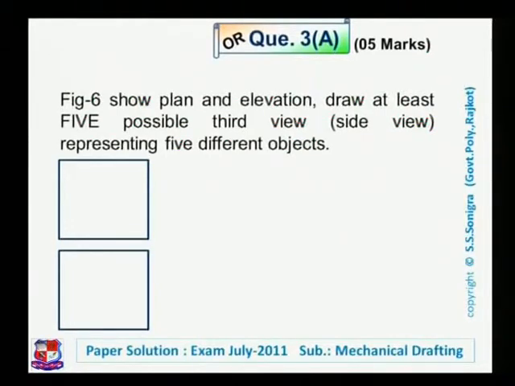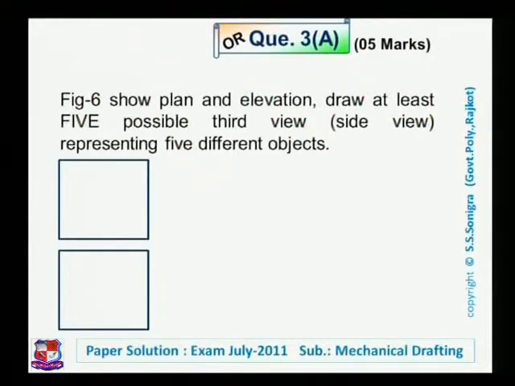Two squares are given to us. Front view is a square, top view is a square. And what should be its third view? That we have to write over here. It's a question of missing views, and in missing views we have to imagine first what should be the object, or what should be the isometric view of this object.